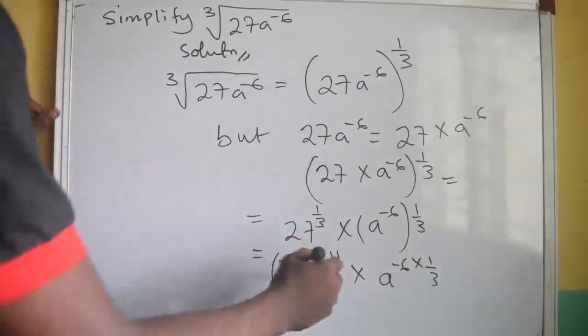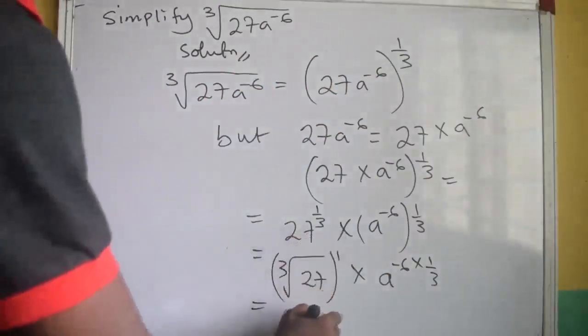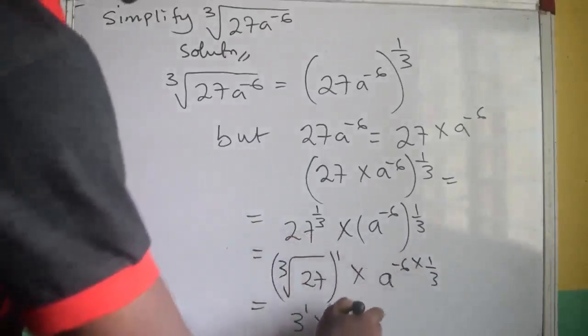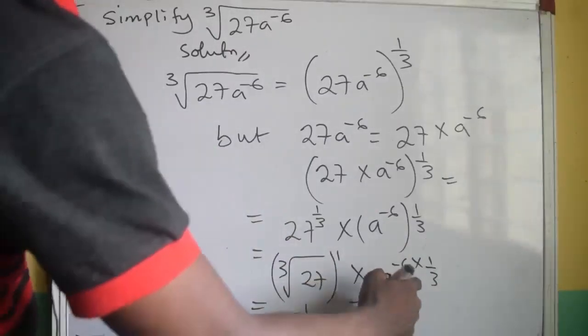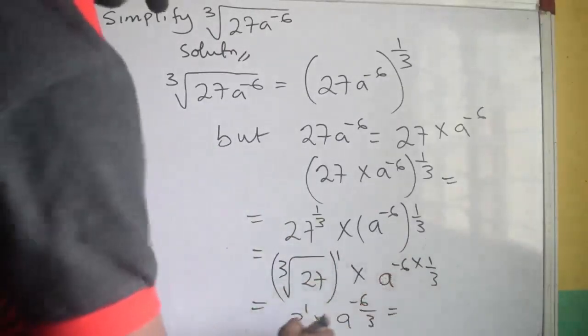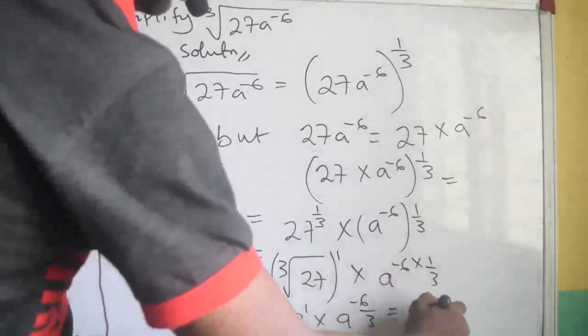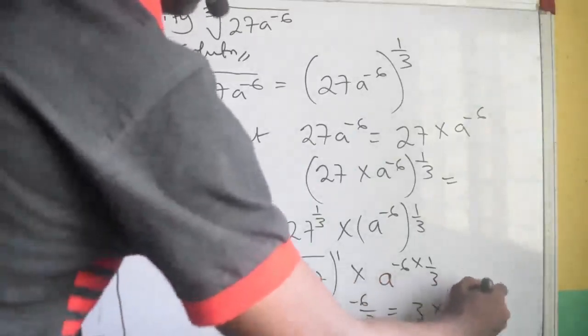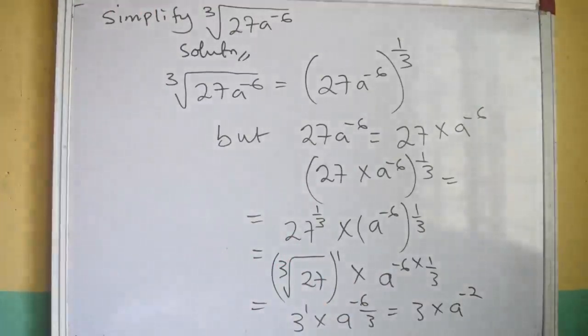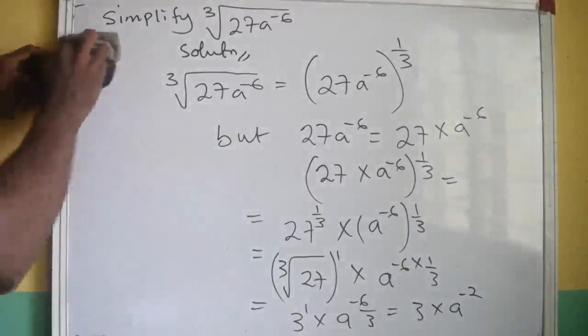Now we have this. Don't forget the power, which is 1, multiplied by this guy, a raised to power -6. 6 times 1 is 6, all over 3. 3 raised to power 1 is 3, multiplied by a raised to power -2, because 6 divided by 3 is 2. Now we have this. But let me clean up this space to give more room to this.